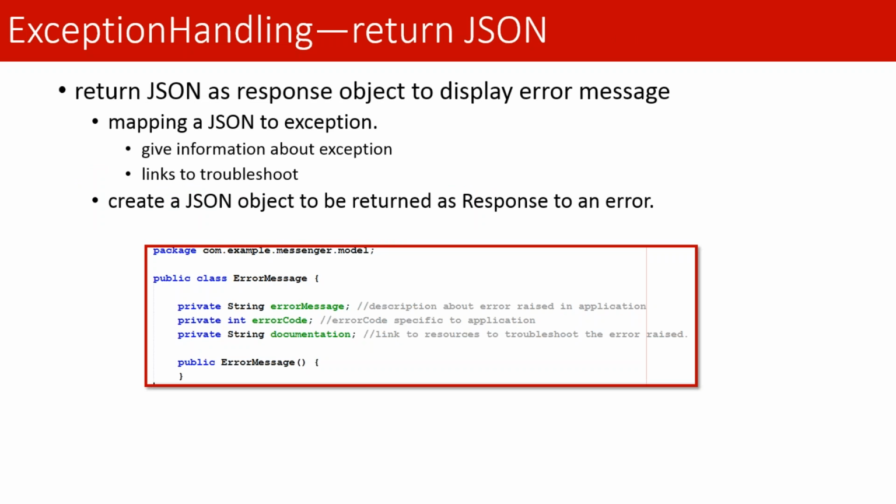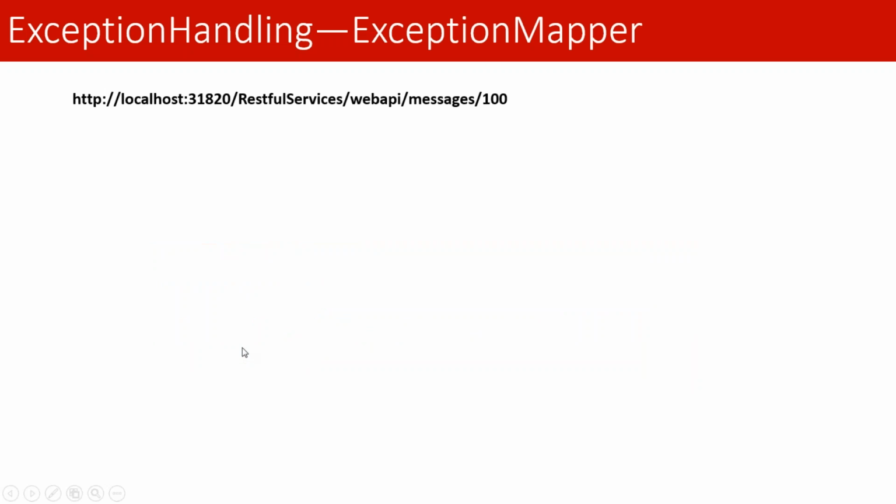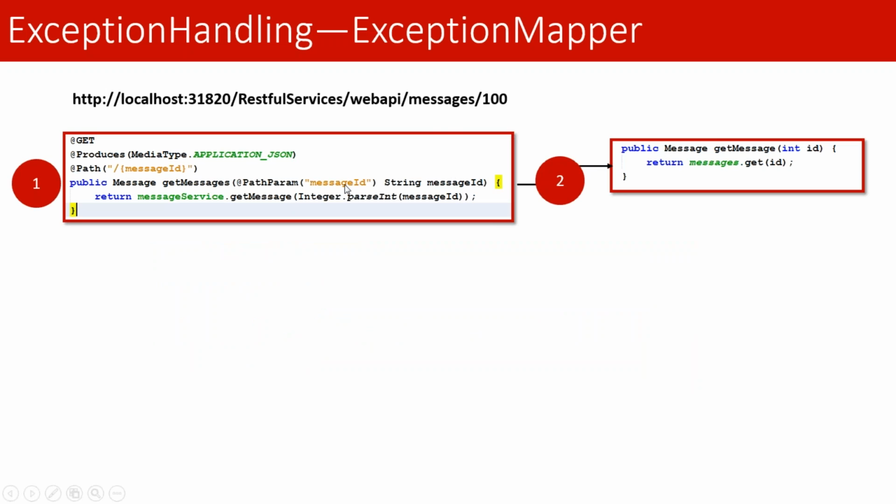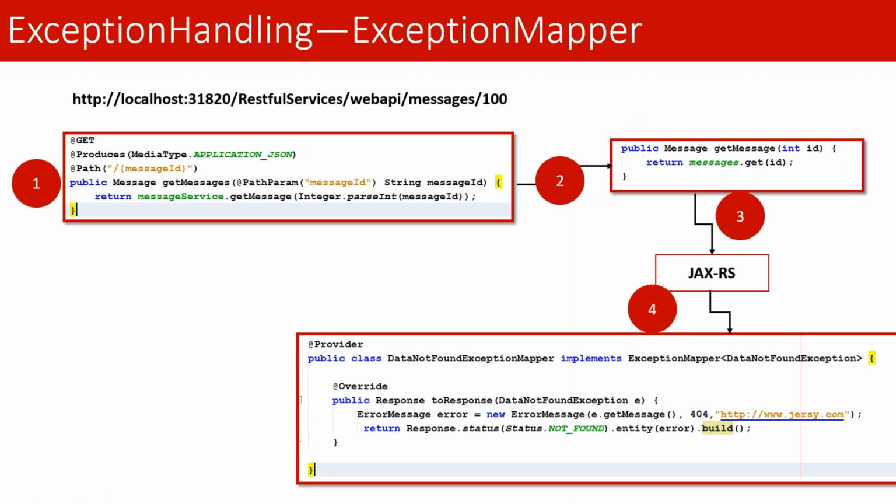What is the reason for the error? So returning JSON as a response object to display the error message, mapping a JSON to exception, will give the information about the exception as well as links to troubleshoot that. So you need to create a class called ErrorMessage that has error message, error code and the documentation. Now again, you are sending this one with 100. First step, it will go over here and try to fetch the message, it will return null.